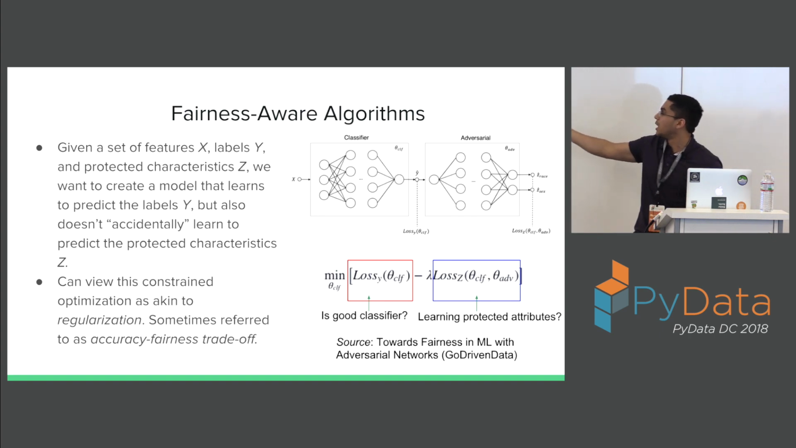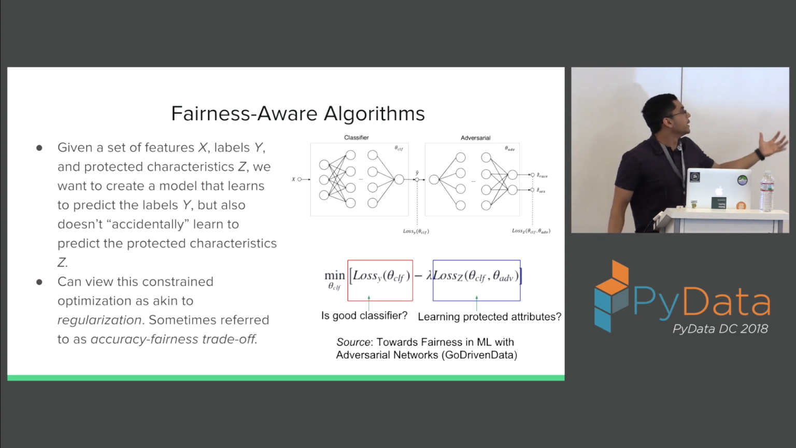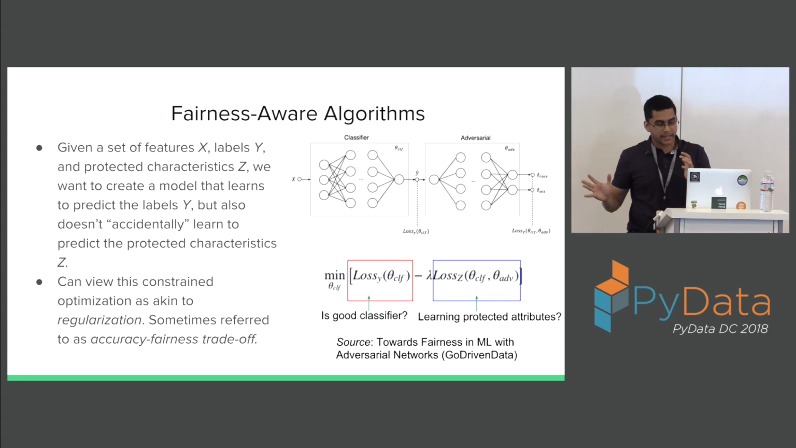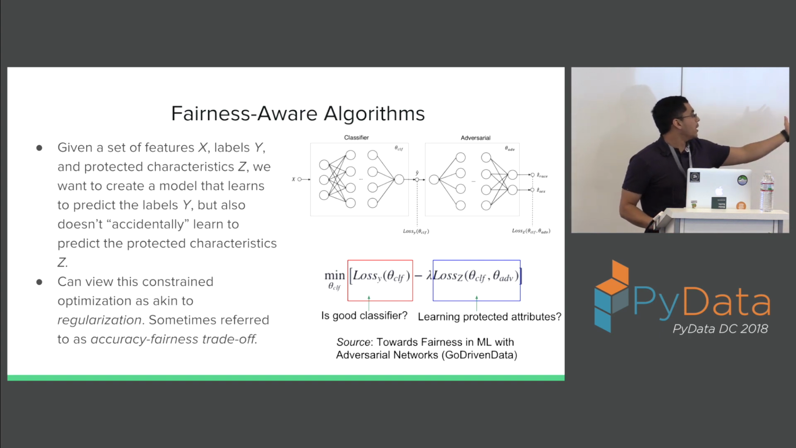And this is what this optimization function does. This is the formal loss function for it. There are really 2 big parts. One, in the red box, is: is this a good classifier or not? Is this actually learning the labels properly from the features? And then in the blue box, we have: are you accidentally learning those protected attributes? So this is a trade-off between getting good loss, good accuracy on the labels, but penalizing for learning the protected attributes.